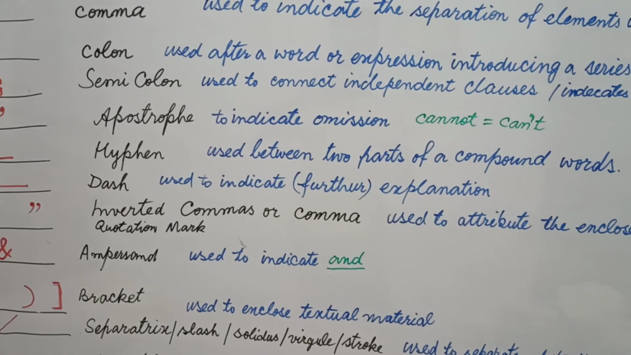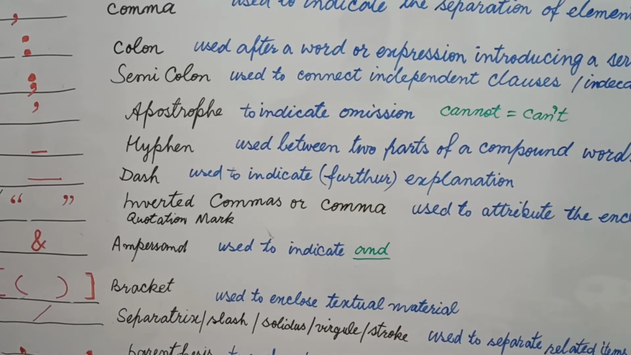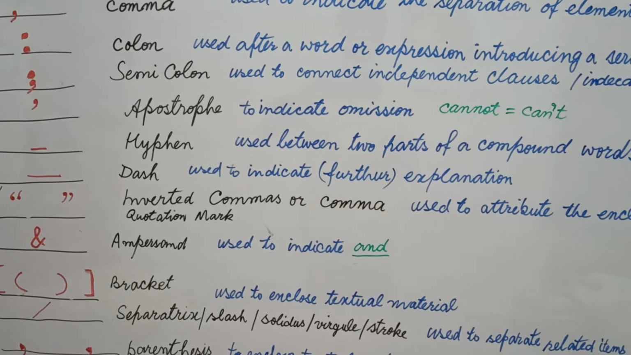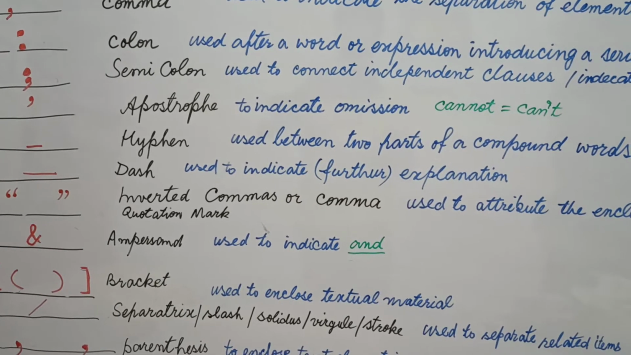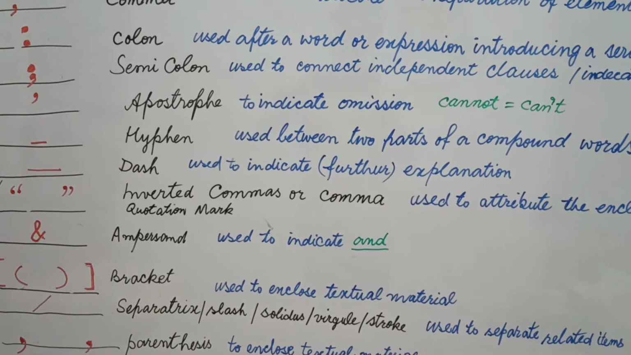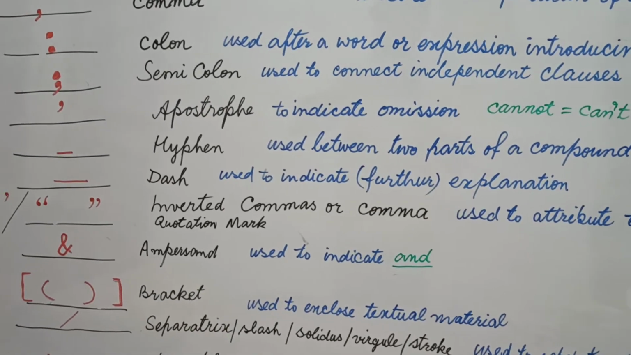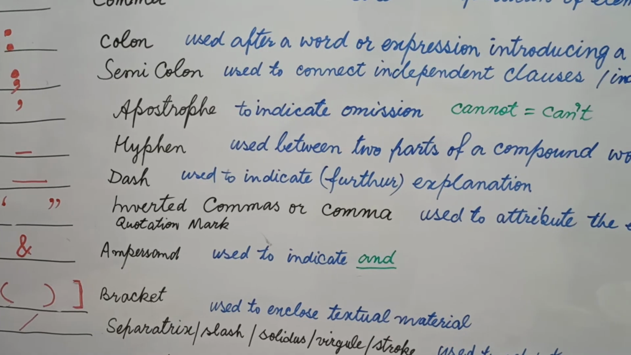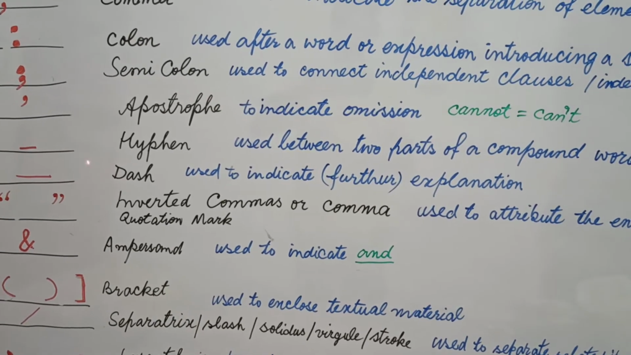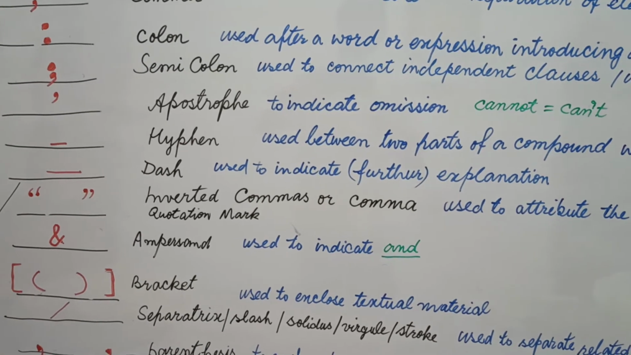Suppose you can say exercise, dash, a way to health. It means the explanation of exercise will be the way to health. In this way I explained: exercise, the way to health; exercise, the way to success. Then students, we use a dash between exercise and the meaning of the exercise.